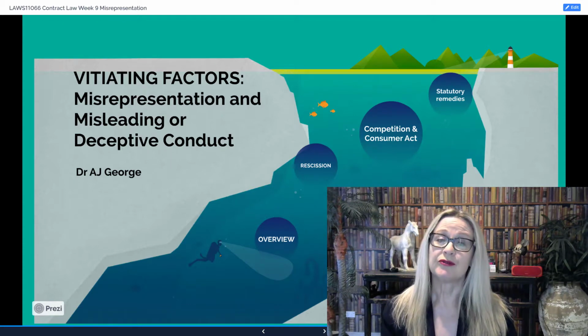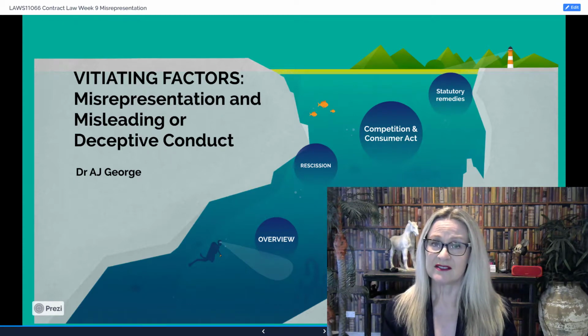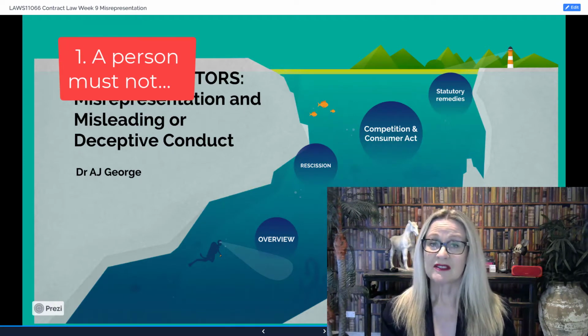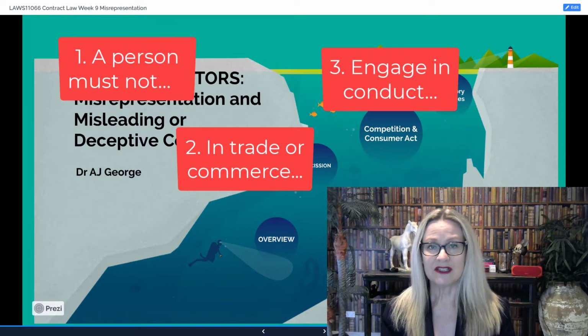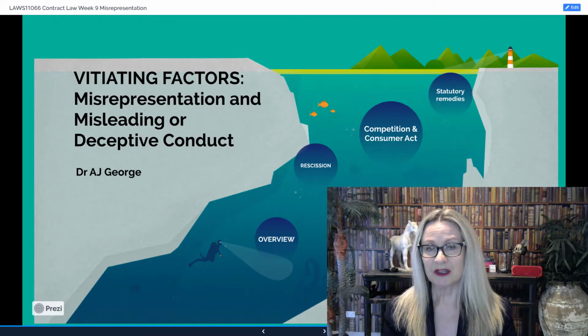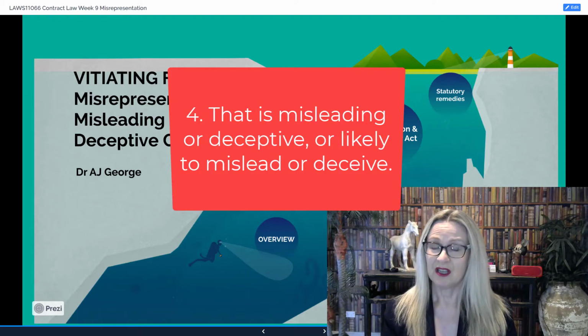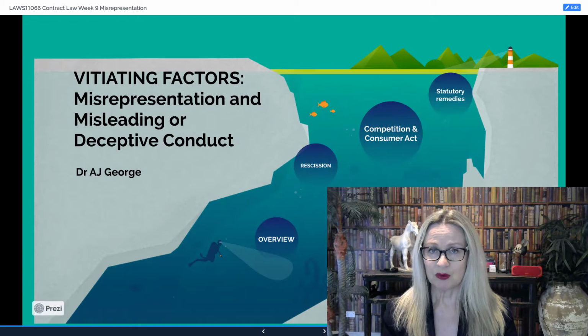We had a look at the first 3 elements of an action under Section 18 of the ACL, which is a person must not in trade or commerce engage in conduct. And the 4th element is that it is misleading or deceptive or likely to mislead or deceive. So we need to cover off that final element, and we need to look at remedies in this video.